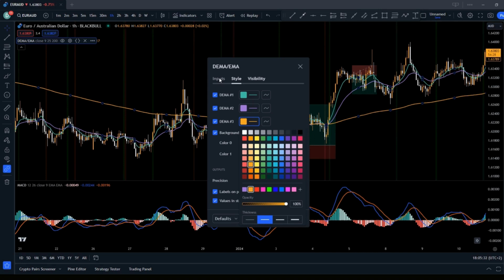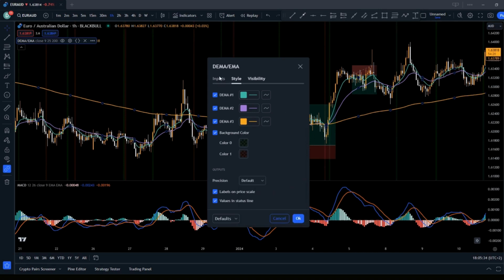And then we are all set. Oh wait, actually, yes, there's this background color which you can keep or set off as you like. It affects whether it is highlighted to show the crossing of these 9-period and 25-period moving averages. Now we are all set.